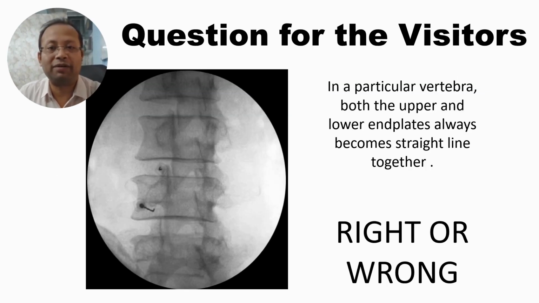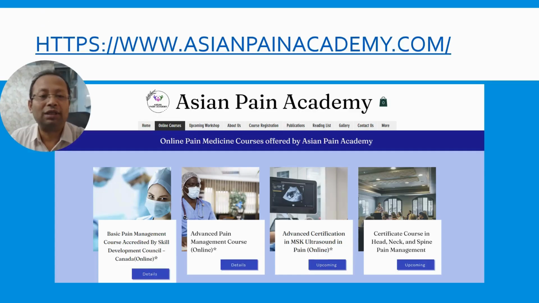Question for the visitors. In a particular vertebra, both the upper and lower end plate always become a straight line together, right or wrong? Think.